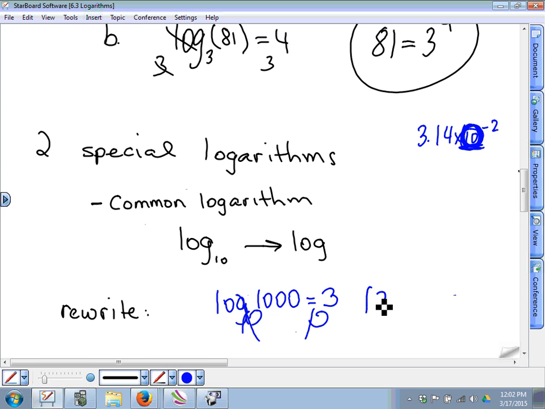So the log and the 10 cancel out. So what's the answer? 1,000 equals 10 to the third. Thank you.